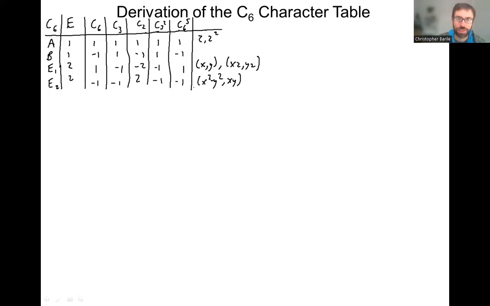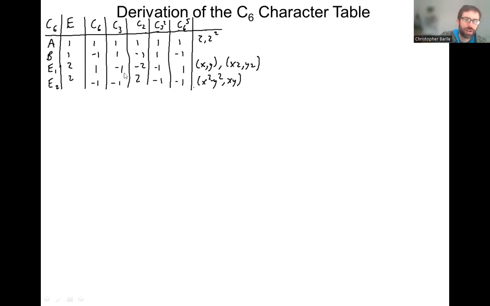All right, so this is the second part in a two-part series of deriving the C6 character table. Where we got in the first video, which you should check out if you haven't come from there, is that we were able to derive this far on the character table, where we have four irreducible representations. We know there's six classes, and that gave us a problem.